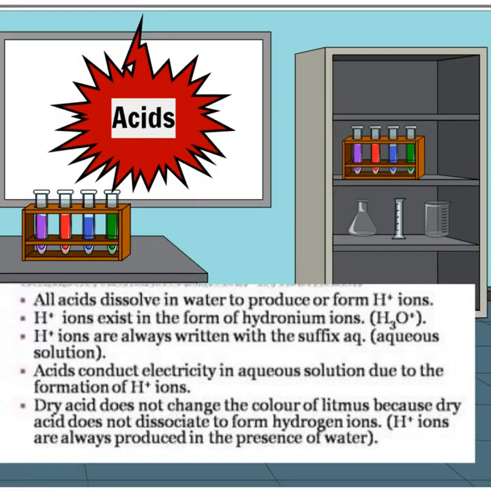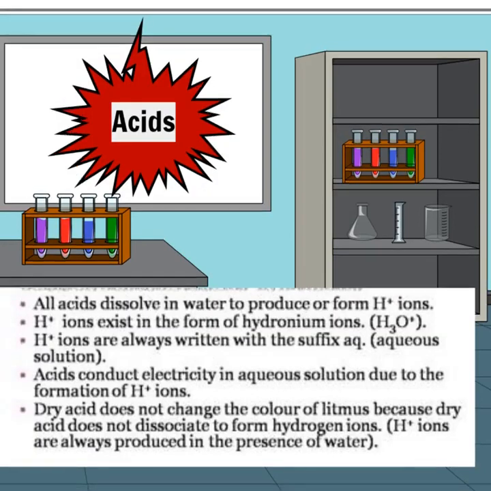All acids dissolve in water to form H+ ions. H+ ions exist in the form of hydronium ions. H+ ions are always written with the suffix aqueous, aq. Acids conduct electricity in aqueous solution due to the formation of H+ ions. Dry acids do not change the color of litmus because dry acid does not dissociate to form hydrogen ions. H+ ions are always produced in the presence of water.